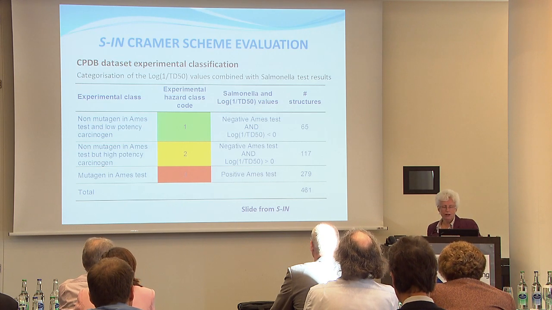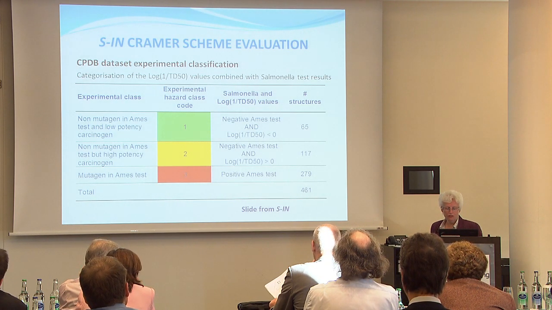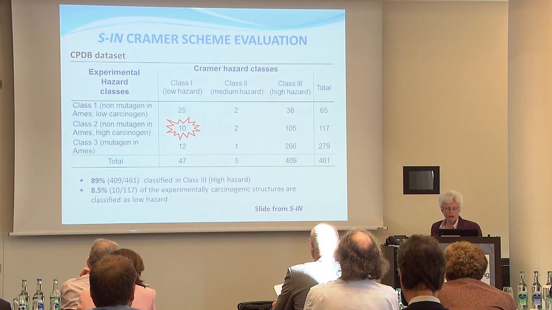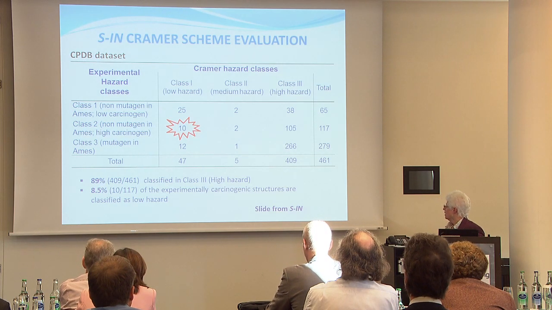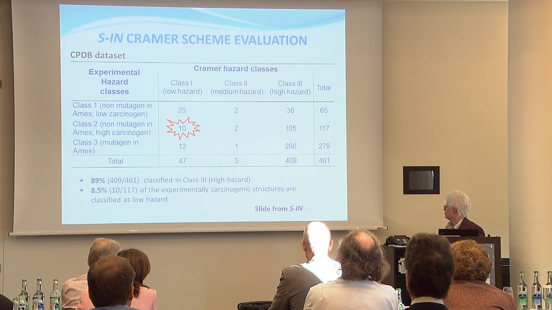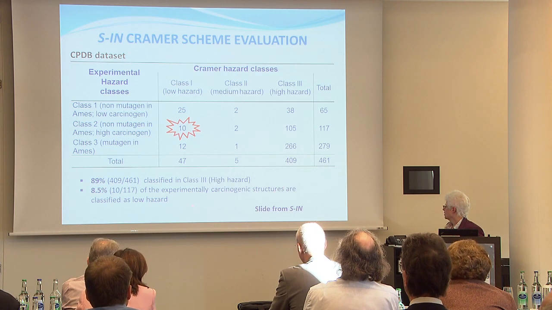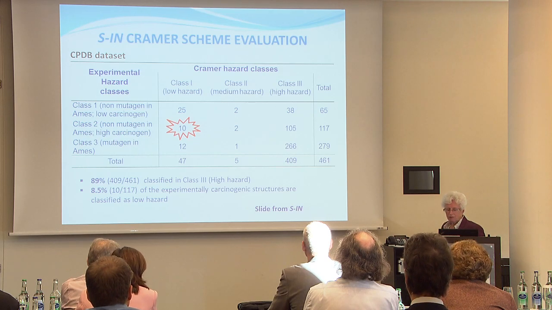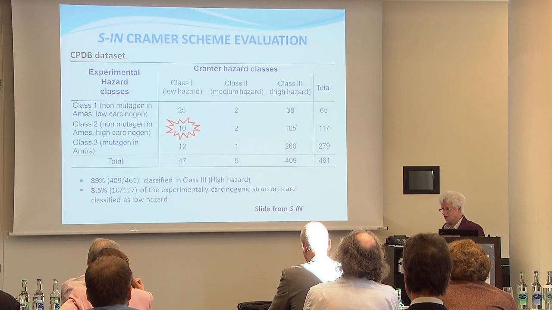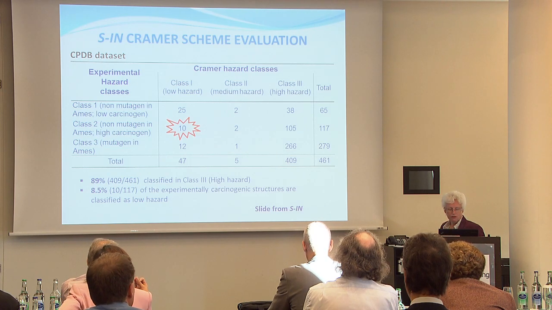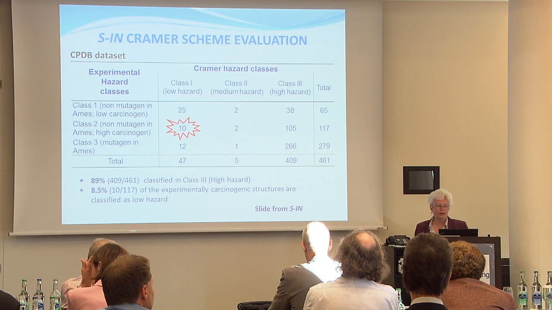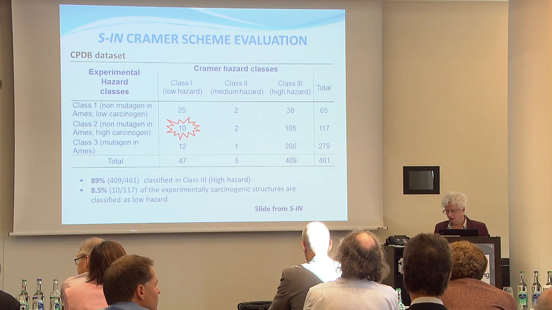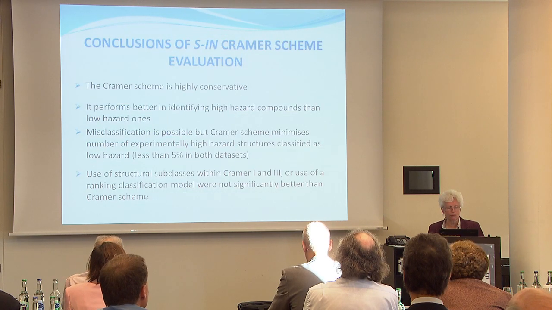They also did the same for carcinogenicity, but in the interest of time, I'll omit these two slides. Just to say again, on the carcinogenicity side, 8.5% of the experimentally carcinogenic studies were classified as low hazard. But although this work was done by SIN, it's not completely relevant to the use of TTC, because if you have something that has a genotoxicity alert, you wouldn't be using the class 1, class 2, or class 3 TTC values. You'd be using much lower values.